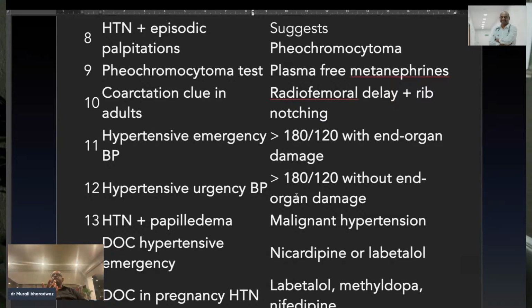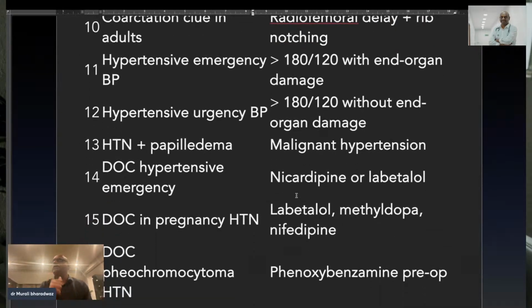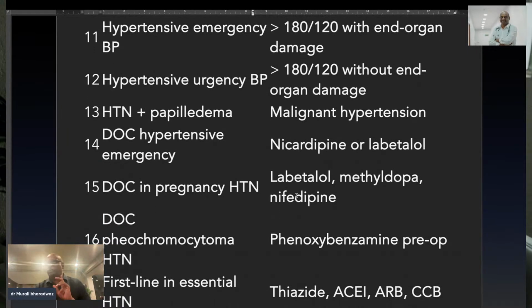When do you call hypertensive emergency, doctor? If it is more than 180/120 with end organ damage, like the kidney, etc. When do you call urgency? Without end organ damage, more than 180/120. When do you call malignant hypertension? Hypertension with papilledema is malignant. What's the treatment of it?